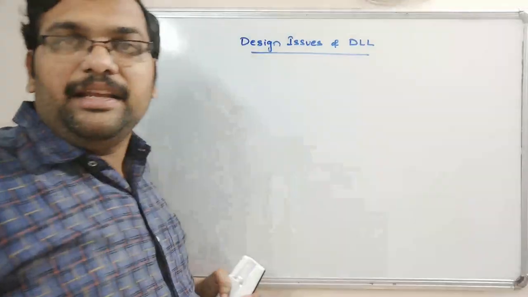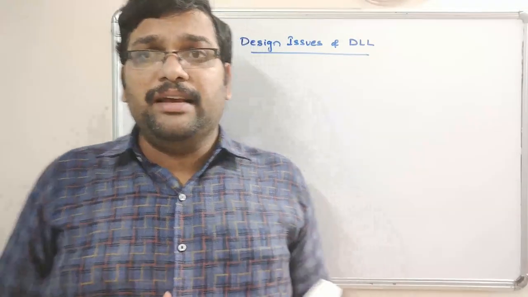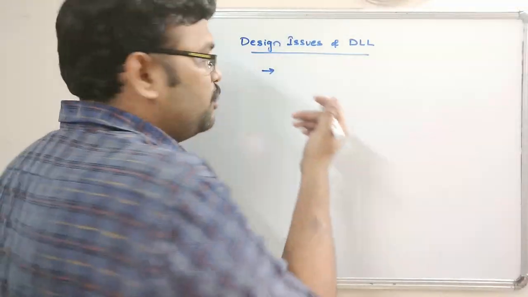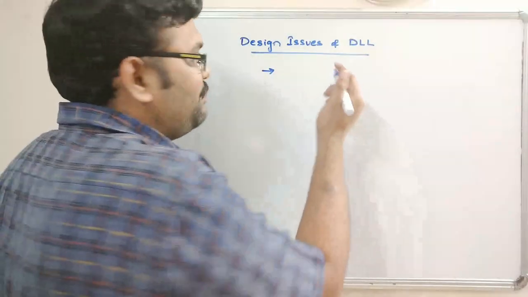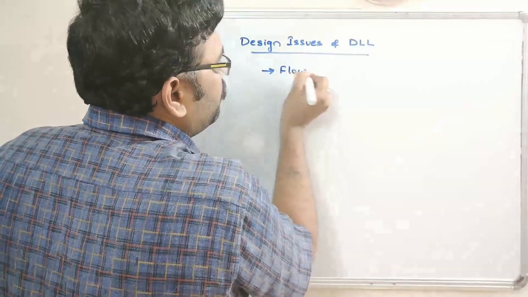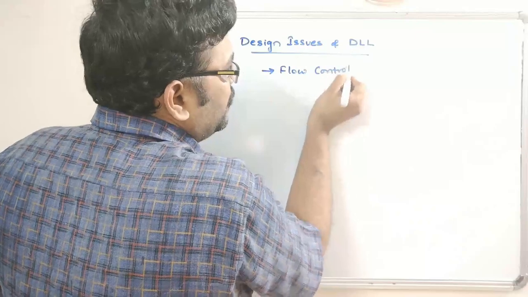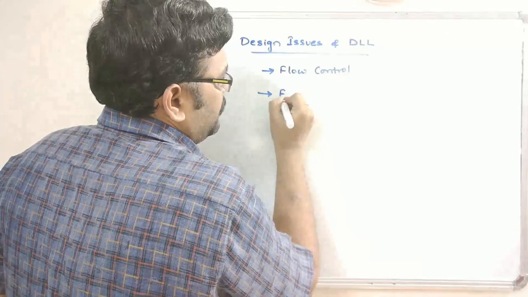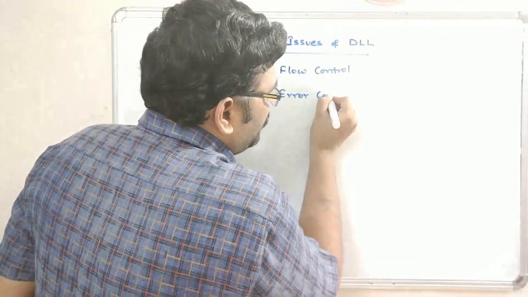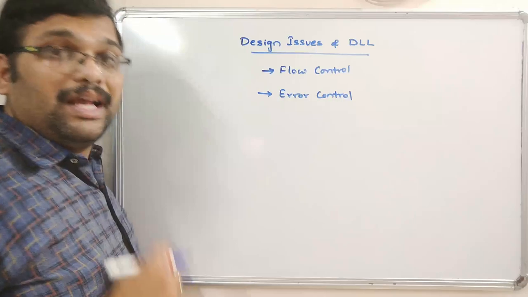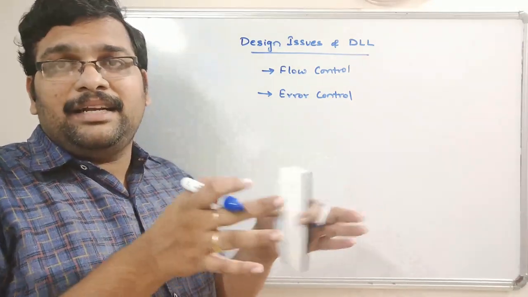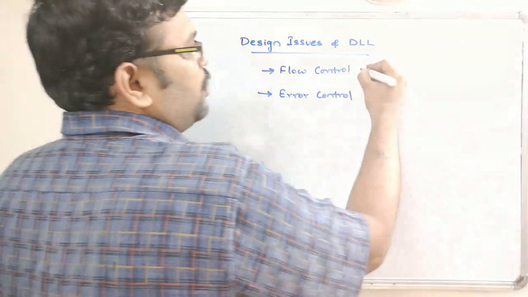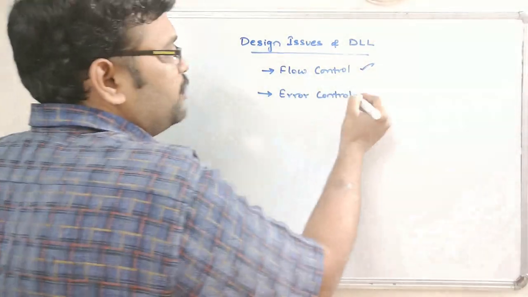So DLL means data link layer. The major design issue here is flow control: how the data frames will be controlled between the sender and receiver host. That we call flow control. The second important design issue is error control, which includes both error detection and error correction. We'll go with flow control in this session, and error control in the next session.